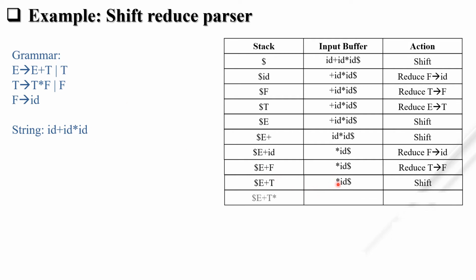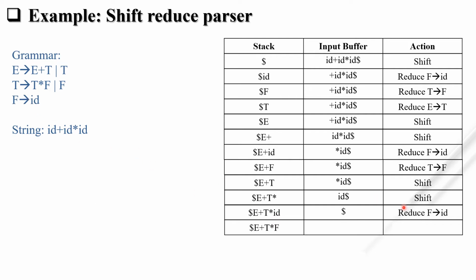Now we have to shift this star. What is in the input buffer? id dollar. Star is not a handle, so we again shift this id. So this id can be replaced with F. So what we get? T star F. So E plus T star F.